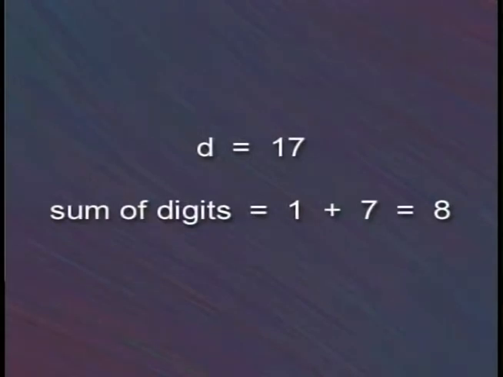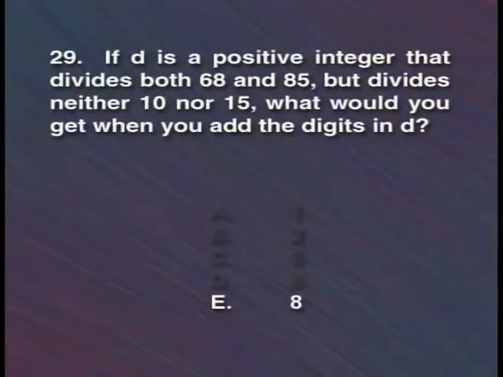But we're not finished with the problem. The sum of the digits in D is 1 plus 7, or 8. The correct answer is E.